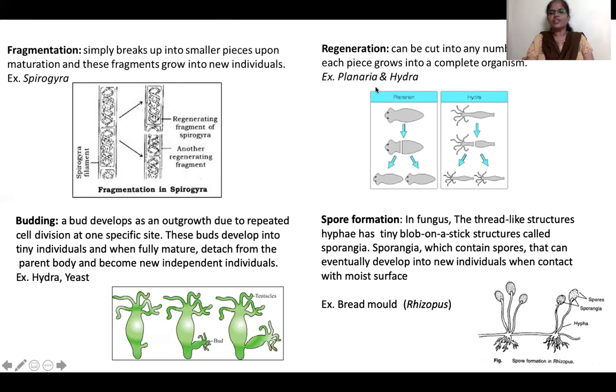Whereas regeneration, for example in planaria and hydra, they can be cut at any number of cuts. Say this is a top portion and this is a lower portion. If this is the individual, the lower portion gets regenerated, whereas with the lower portion, the upper portion gets regenerated.